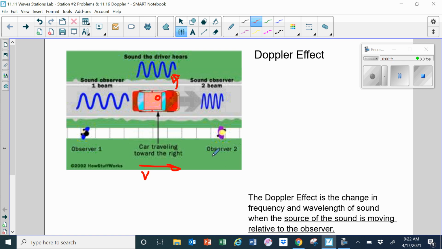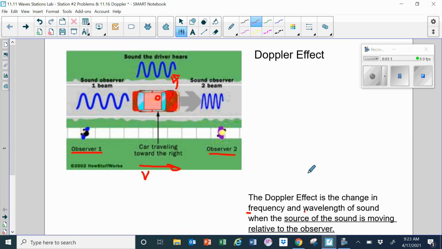There are two observers, observer 2 in front of the car and observer 1 behind the car. The observers are standing on a sidewalk and they're stationary. So the car and the siren are moving relative to these two observers. So the definition for Doppler effect is it's the change in frequency and wavelength of a sound when the source of the sound is moving relative to the observer.